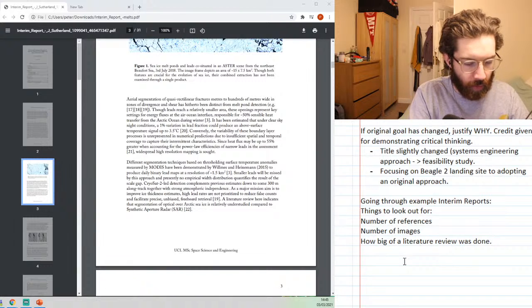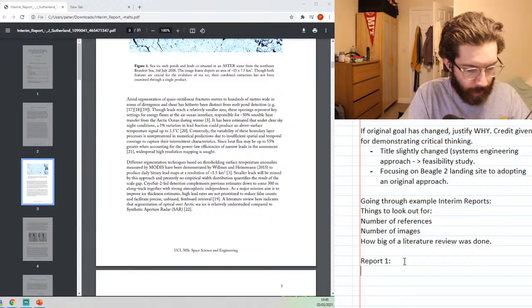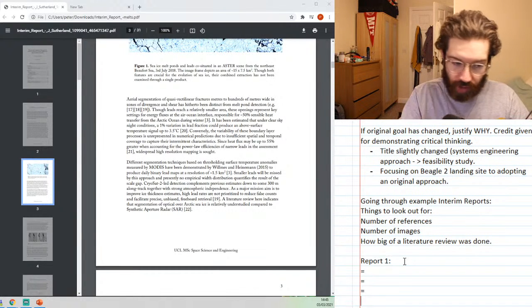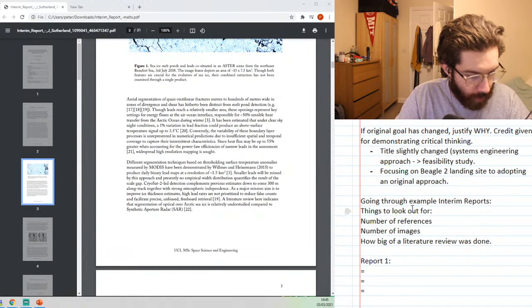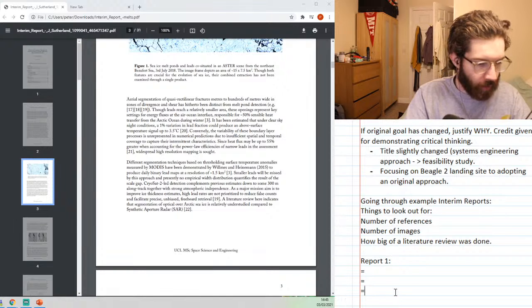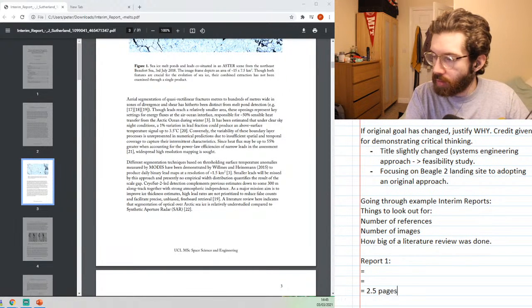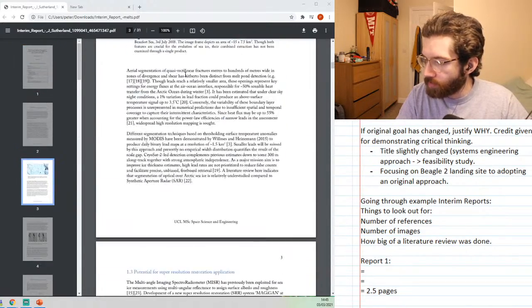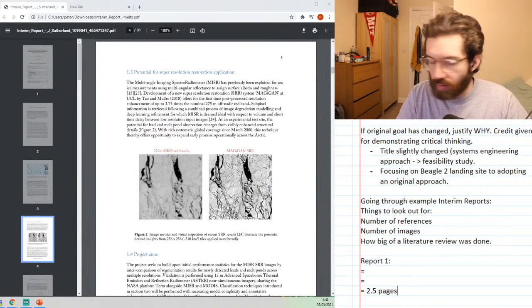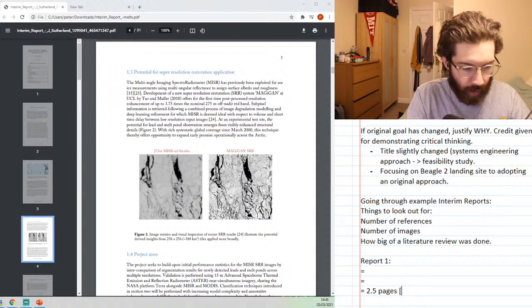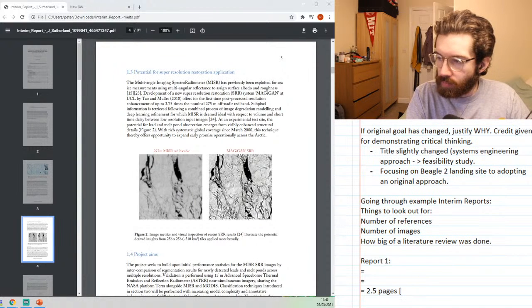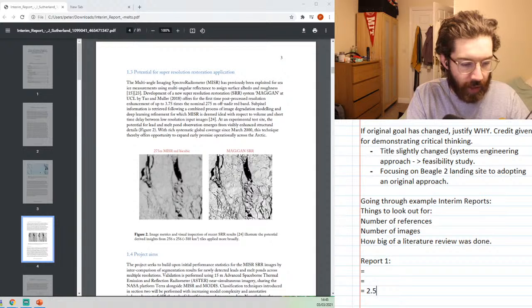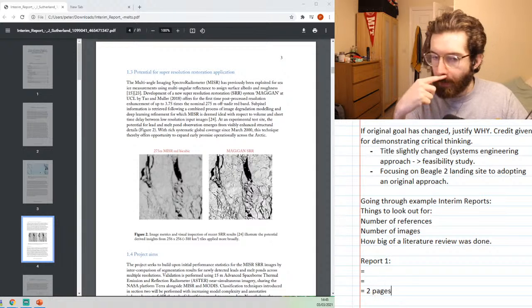Just write this down. So, report 1. I'm gonna go equals, equals, equals, and every equal sign is gonna be the answer to the question I have posed already. So, up here, things to look out for. Having a literature review is like 2.5 pages, I think. And those 2.5 pages had 2 images as well, so I'm just gonna say what the writing was. So 2 pages.